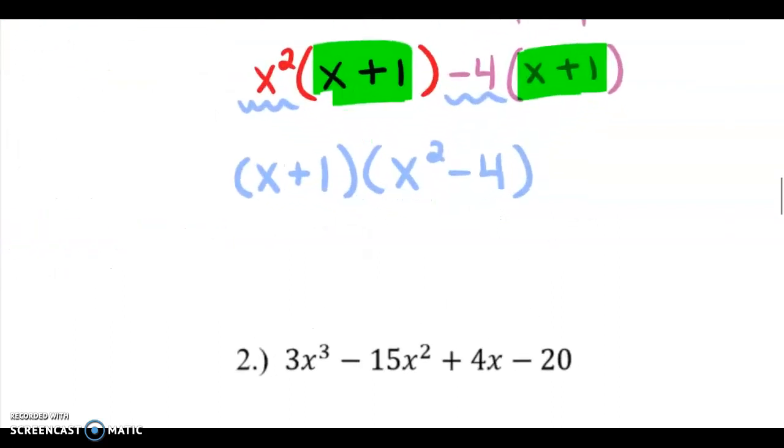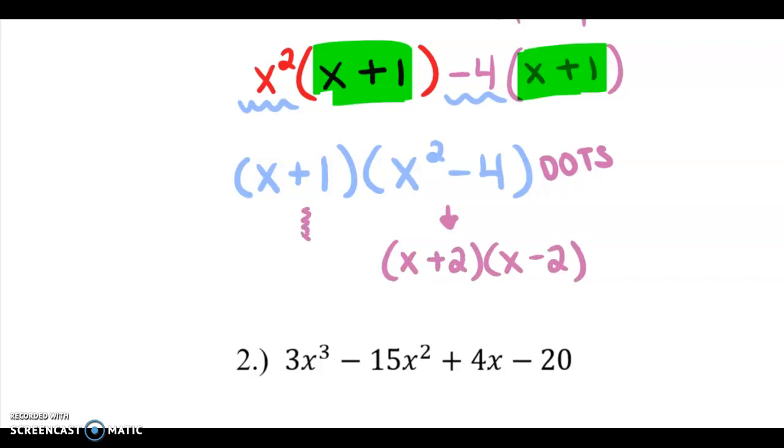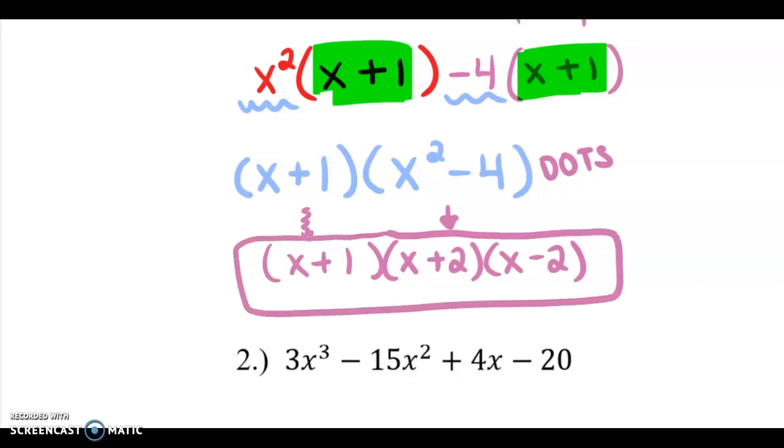I do have a difference of two squares right there. X squared minus 4. That's 2. Okay, so this is x plus 2, x minus 2. And then I'm just bringing this one down. The x plus 1 gets brought down. So that right there is my final answer.